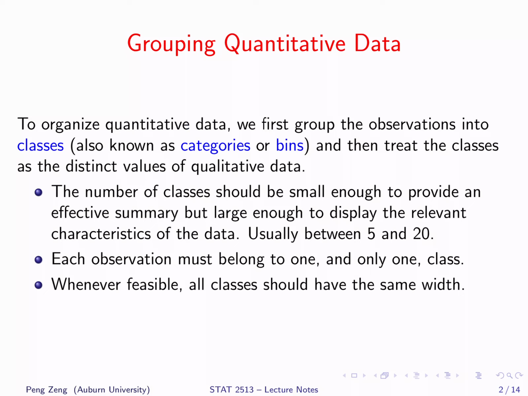When we assign observations to classes, we need to make sure that each of them must belong to one and only one class. It means that one observation cannot be assigned to two classes, and we do not miss any observation. Whenever possible, all classes should have the same width.